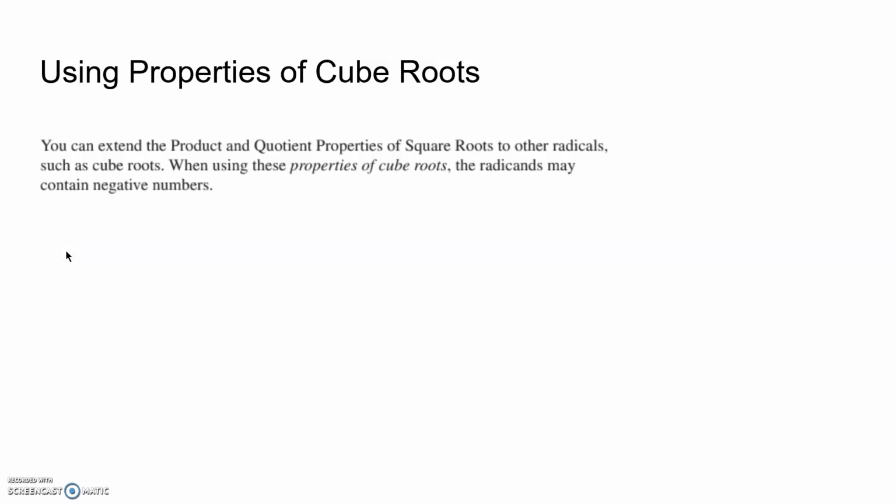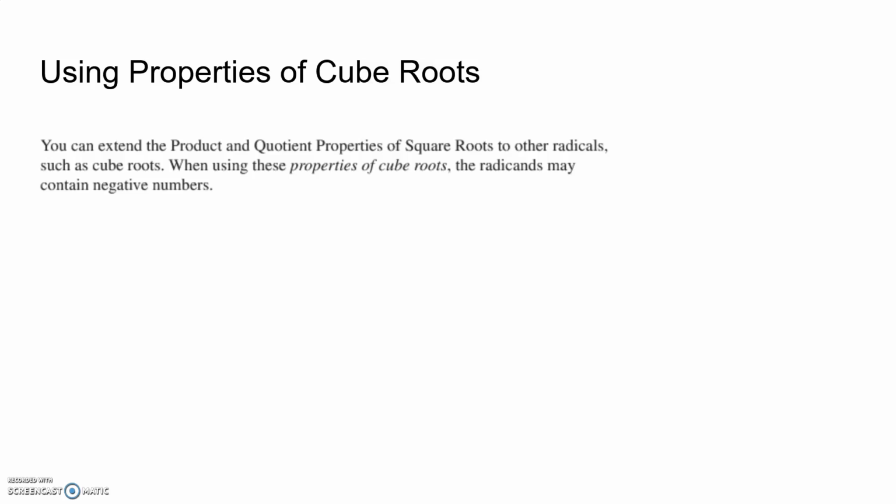Simplify. Okay, moving on to the last part here, it says you can extend what we just did with the product and quotient properties of just square roots to other radicals, such as cubed roots. Okay, so we're moving into cubed roots now. So the index would be a 3.